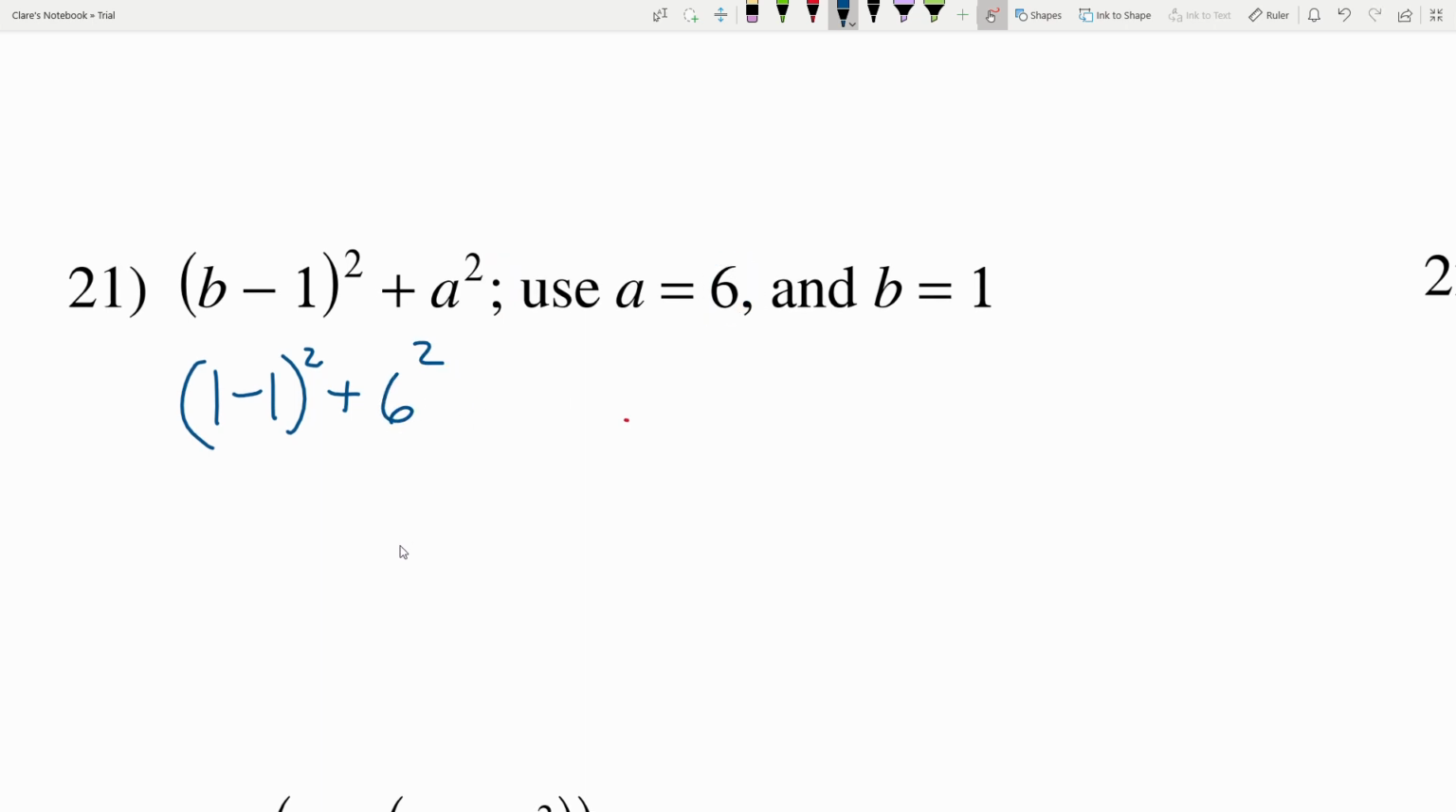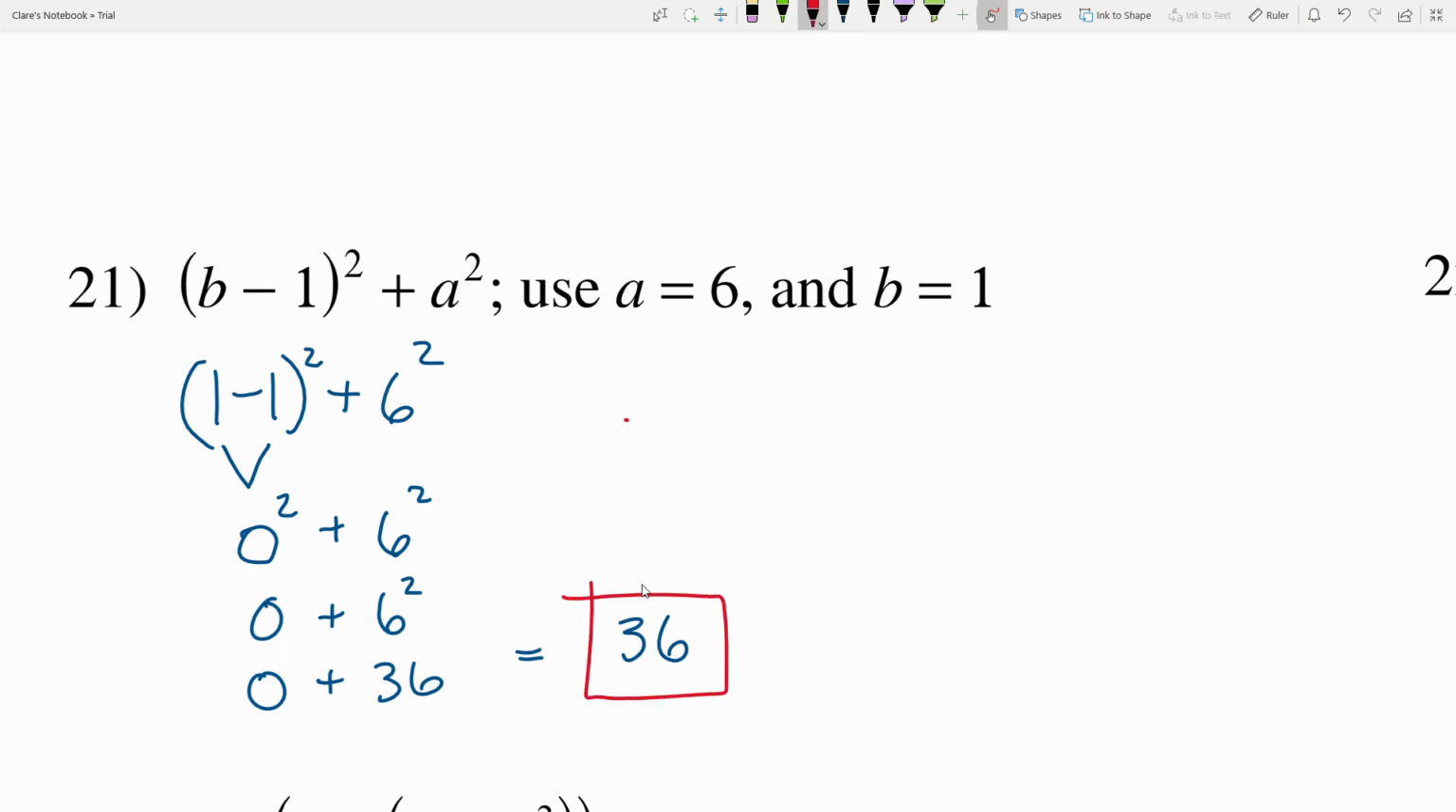So plus 6 squared. Now parentheses comes first, so 1 minus 1 is 0. But remember, the stuff in my parentheses was squared. So I'll have 0 squared plus 6 squared. And 0 squared is equal to 0 because 0 squared is 0 times 0, which equals 0. So I'll just have to do 6 squared. So I'll have 0 plus 6 squared, which 6 squared is 6 times 6, which equals 36. 0 plus 36 equals 36. So 36 is my solution in number 21.